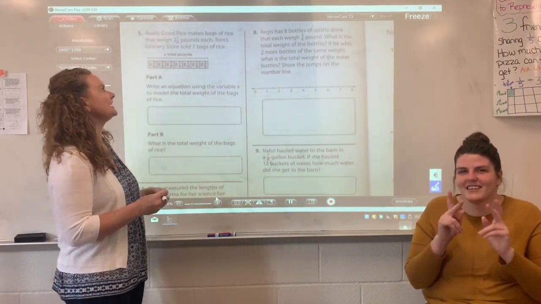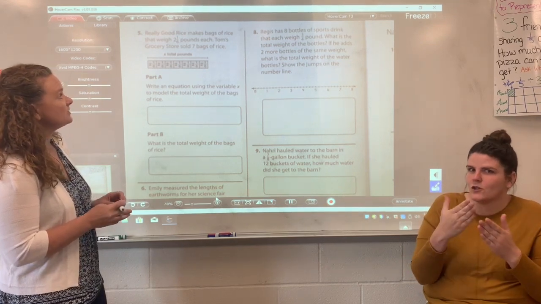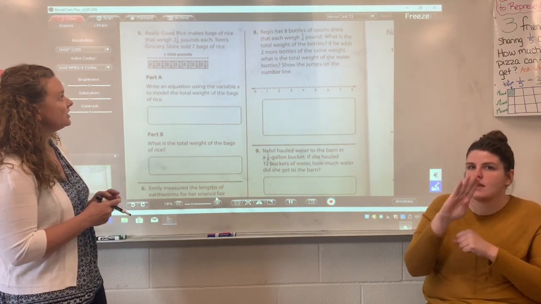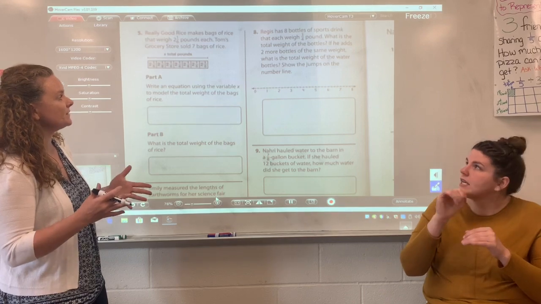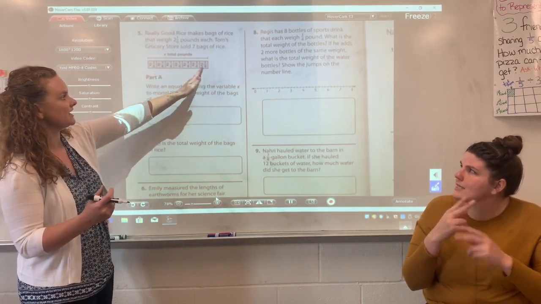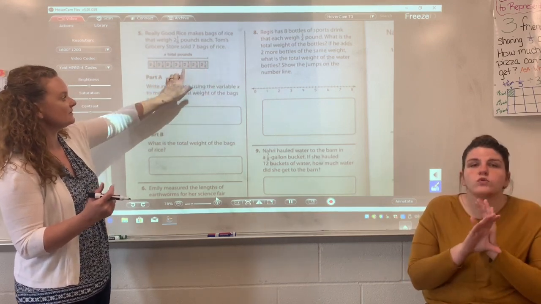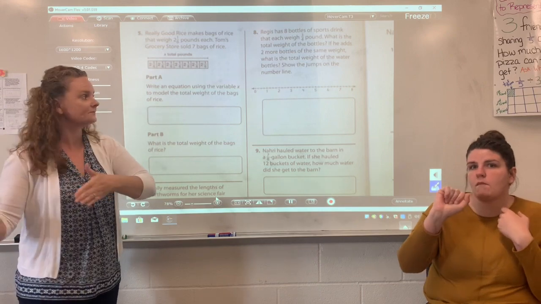All right, back page. Really Good Rice makes bags of rice. They weigh 2 1/6 pounds each. Tom's grocery store sold 7 bags of rice. So this is our model. It's showing 2 1/6 all fractioned out. 1, 2, 3, 4, 5, 6, 7. So 7 bags with 2 1/6 in each one.